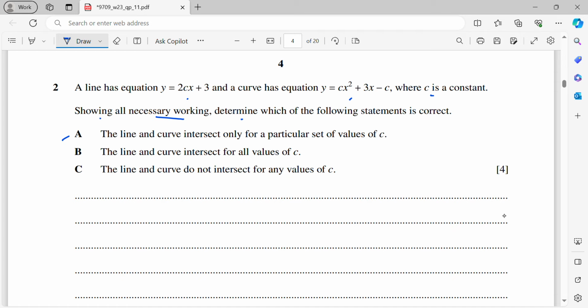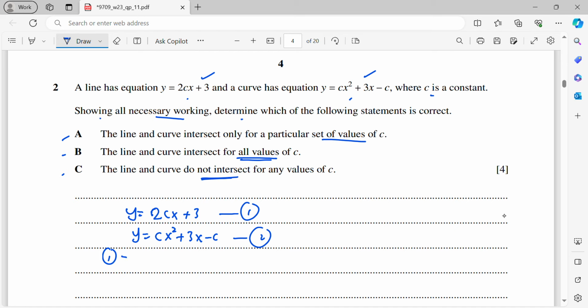Now A, the line and curve intersect only for a particular set of values of c. B, the line and curve intersect for all values of c. And then option C is the line and curve do not intersect for any values of c. Okay, so now we need to find whether there is any intersection or not. No matter what, we just assume they are intersecting first and see if there is any solution. So I'll let the line be the first equation and the quadratic be the second equation.